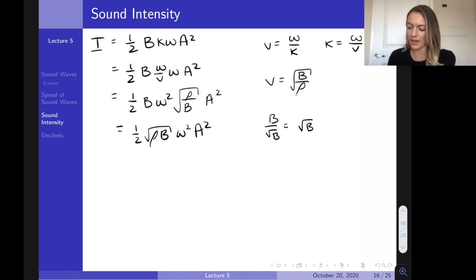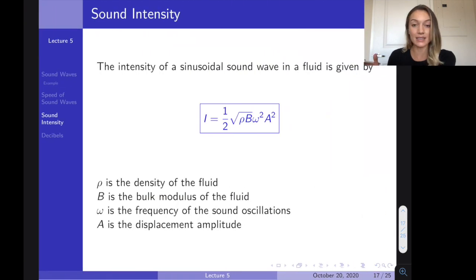Okay, so this is the final answer. This is the more common form of the intensity, the average intensity that you'll see. So I just rewrote that here. So we have the density of the fluid is rho, B is just the bulk modulus, as we said, omega squared is the frequency of the sound oscillations, and A is the displacement amplitude of the particles in that medium.